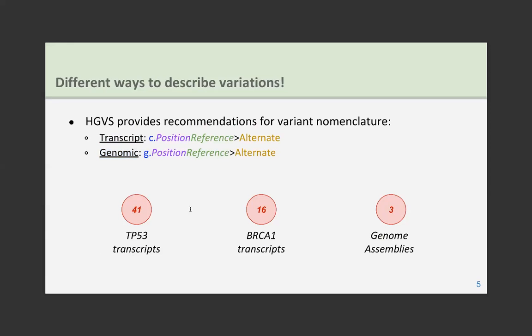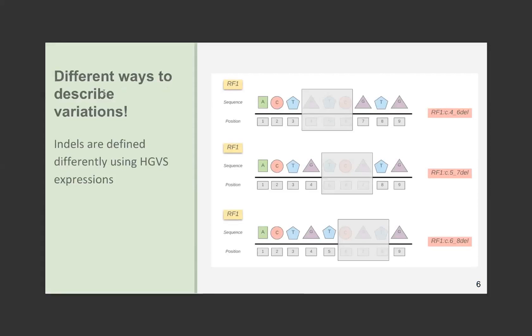So it becomes very difficult to understand if you are defining it as a function of different transcript or genome assemblies. It becomes very difficult to collect the data for this particular variation. Now the other problem is insertion deletions. There are different ways in which these insertion deletions are described.